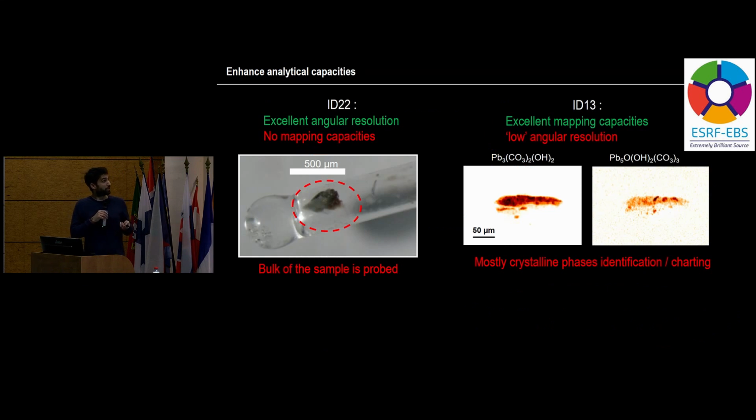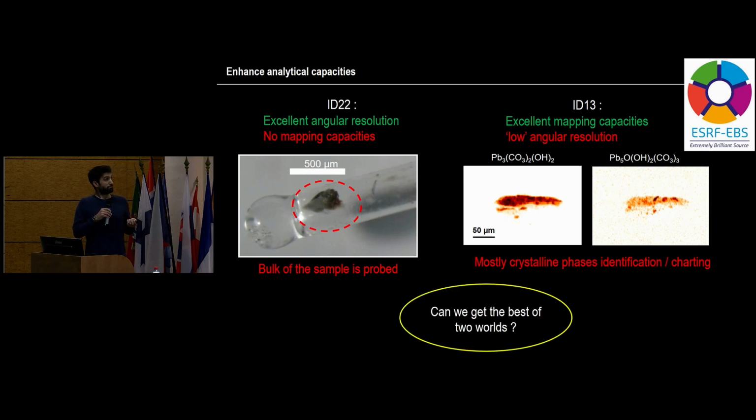Finally, what I found the most interesting is the question: can we get the best of 2 worlds? I'm used to working with high angular resolution on ID22, where you obviously have state-of-the-art synchrotron data, but you have no mapping capacities, meaning that I measure an entire sample. On the opposite, on ID13, we have excellent mapping capacities, and soon they will be extremely fast, but the angular resolution is quite low. So you can perform identification and charting of your different crystalline compounds, but that's about it.